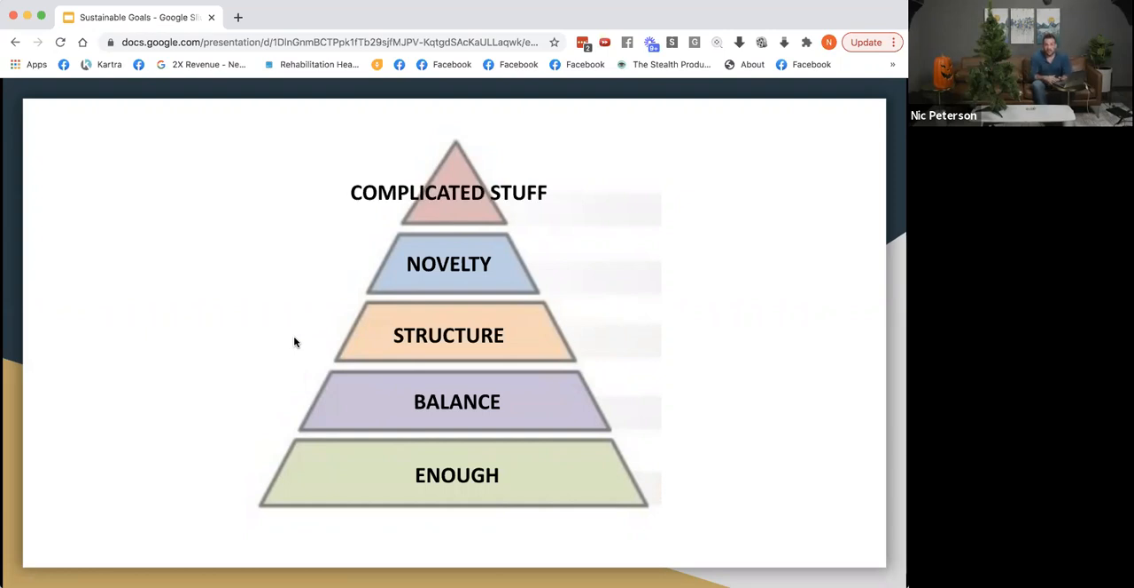Last one is complicated stuff. This is supplements. This is timing your nutrients. This is super advanced marketing. This is even things like Facebook ads. These are things that don't really move the needle if you don't have a foundation in place, and the returns are severely diminished.